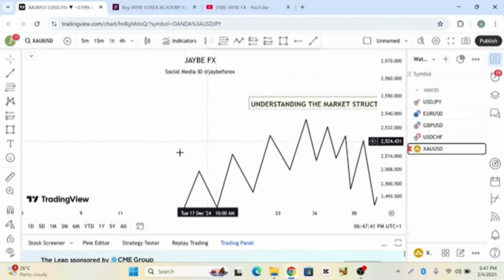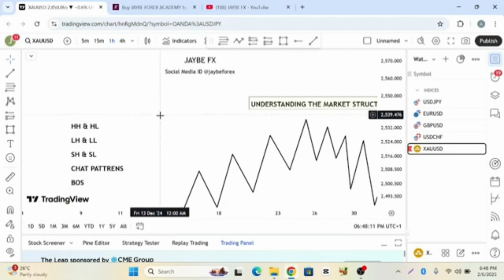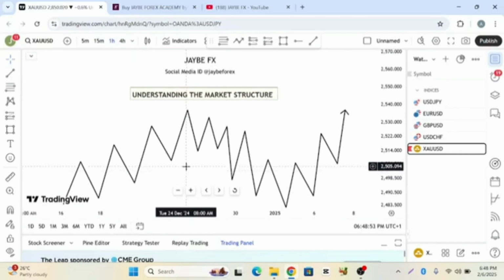So how do you read market structure? There are different ways to read market structure. You can use higher highs and higher lows to read the market. You can use lower highs and lower lows. You can use swing highs and swing lows. You can also use chart patterns, which are the rally-base-rally, and my favorite is the BOS. These are the things you need to know how to do if you want to read the market structure.